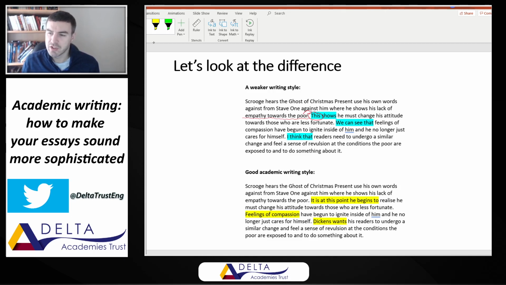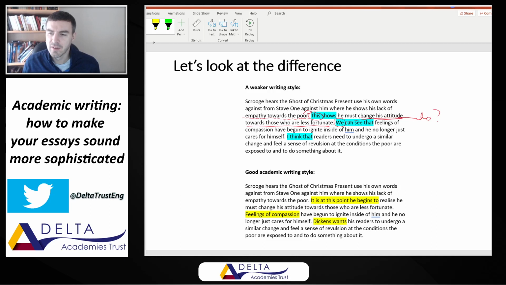So when it actually goes on to it, he must change his attitude towards those who are less fortunate. Well, that's the more important bit of that sentence. And that is what connects to the previous bit that I've underlined in red. The this shows isn't really important in that sentence. That is. So what we need to do is we need to bring the thing which is important towards the front of the sentence, because that's where we're showing our knowledge. Similar sort of thing here. We can see that. Well, for a start, who is we?